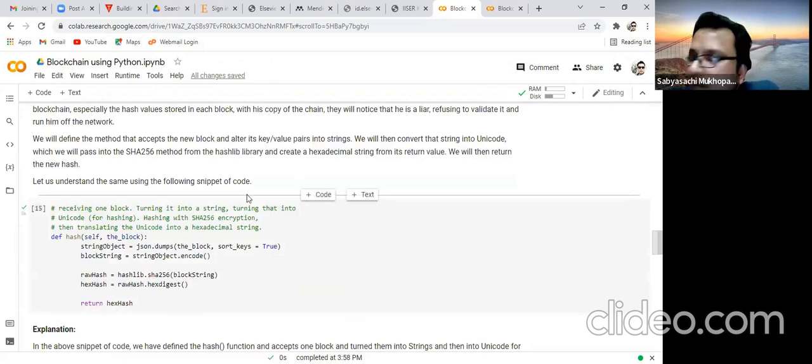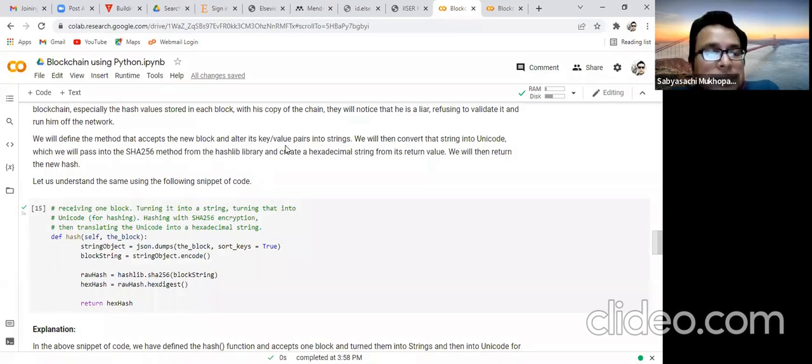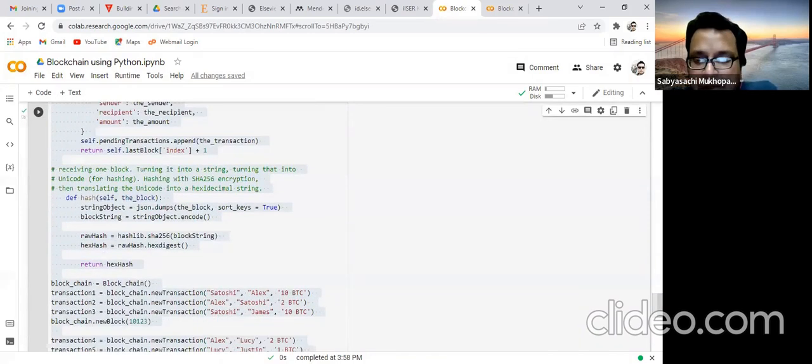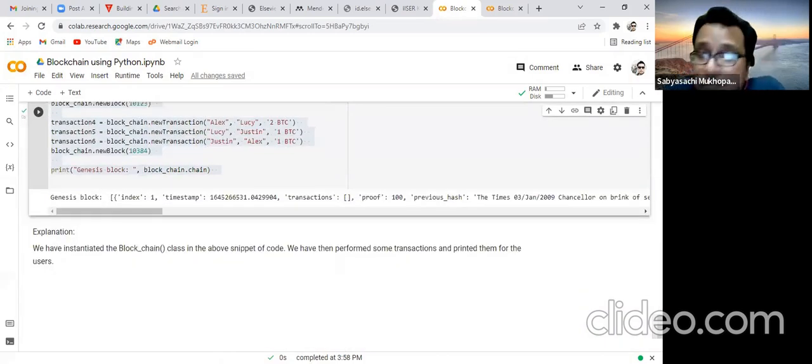On receiving one particular block, it will be converted into a string, then into Unicode, and the hashing will be protected with the help of the SHA 256 encryption. So we have done that particular step. And finally, we have incorporated all those steps into a single block of code. This is the particular block of code which I have sent to you in multiple attempts, because in the comment box of the Zoom, we can't send the entire code due to character limitations. That's the reason I had to send it in three attempts. In a single attempt, it was not possible to deliver.